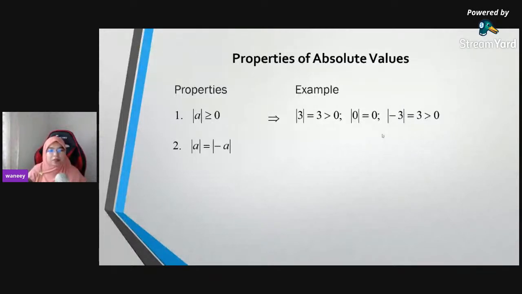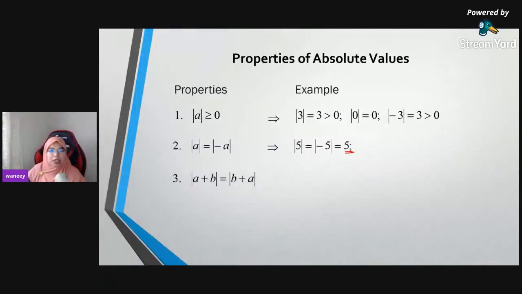Okay, the second one, the absolute value of a positive number is equal to the absolute value of the negative number. So we can see some examples over here. If let's say we have 5, the modulus of 5 is also equal to the modulus of negative 5, and this is simply equal to 5. So jarak kosong sampai negatif 5, kosong sampai 5, jarak dia sama lah, 5.